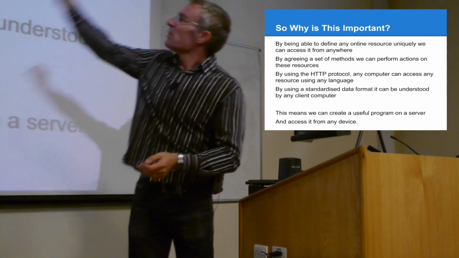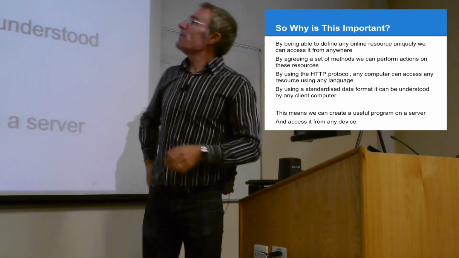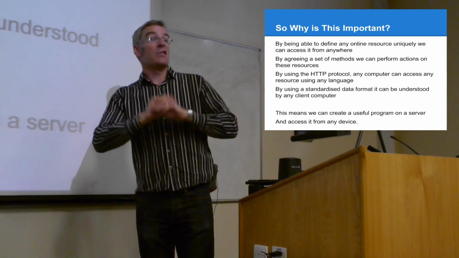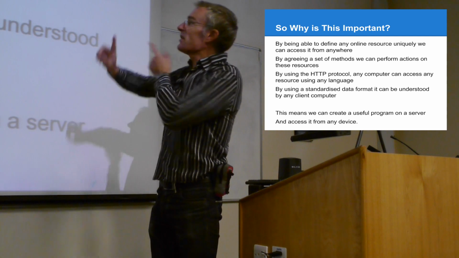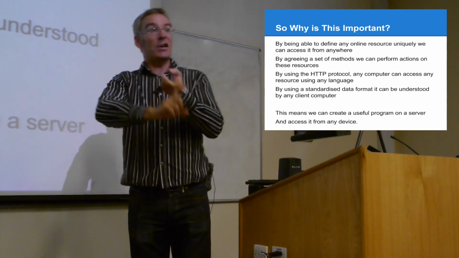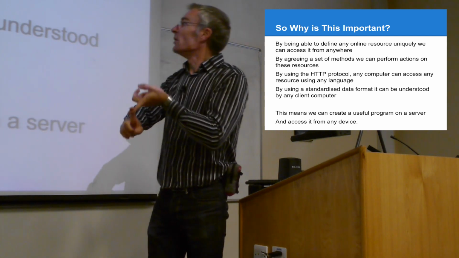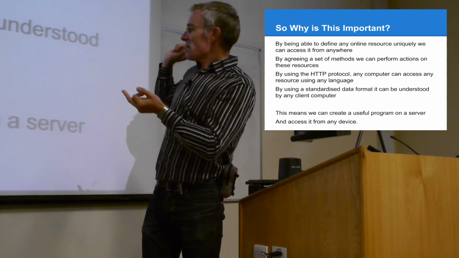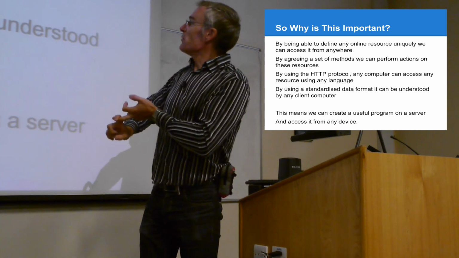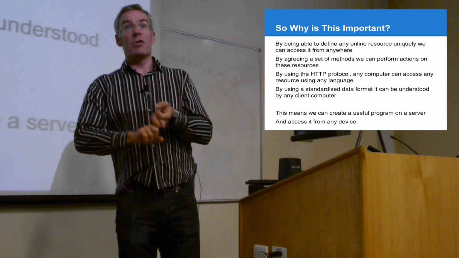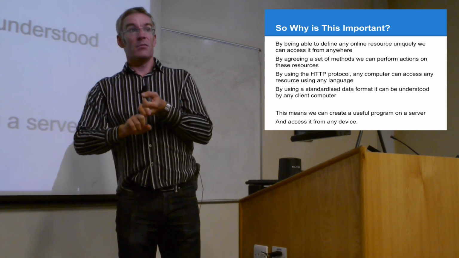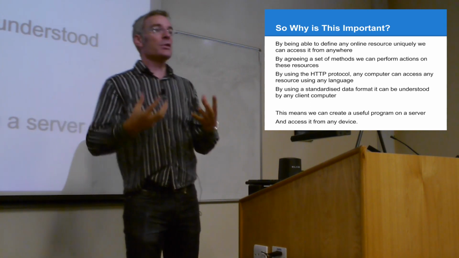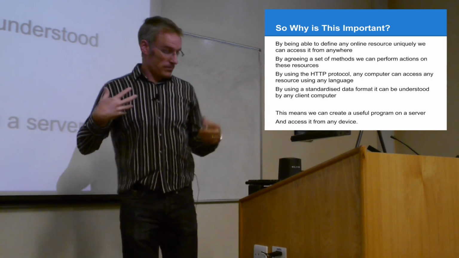Quick summary. We need to define any online resource uniquely so we can access it from anywhere. That's the first thing. Second thing is we need agreed methods to perform actions on those resources. Once we've got those, we can start to build useful programs. And we're going to build these fantastic programs on the server and use them in our clients.